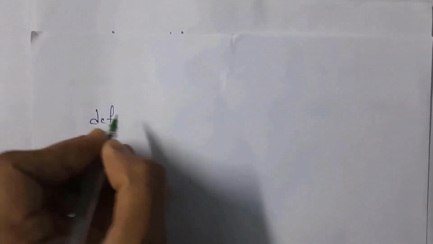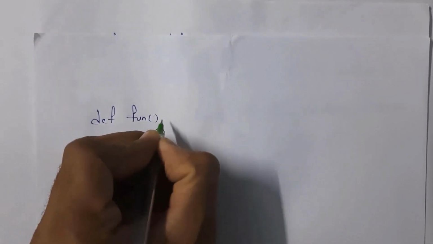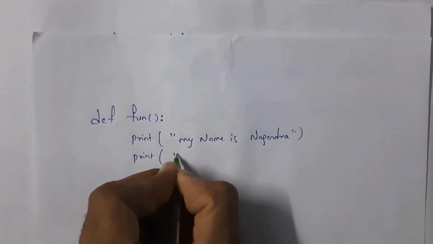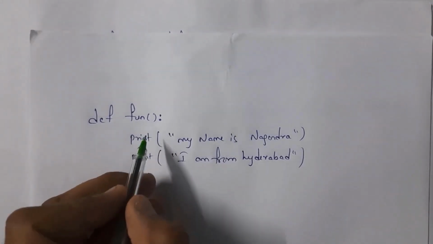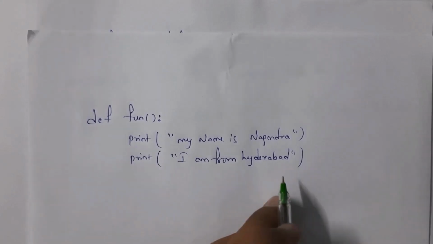As we know, we create a function by using the keyword def, define. So at first I write def. I am giving a function name; you can give any name to your function. For example, I am giving the function name as fun. Take brackets, give colon. Now inside this function I am writing some statements like print, my name is Nagendra, print, I am from Hyderabad. So inside this function fun, I created two statements.